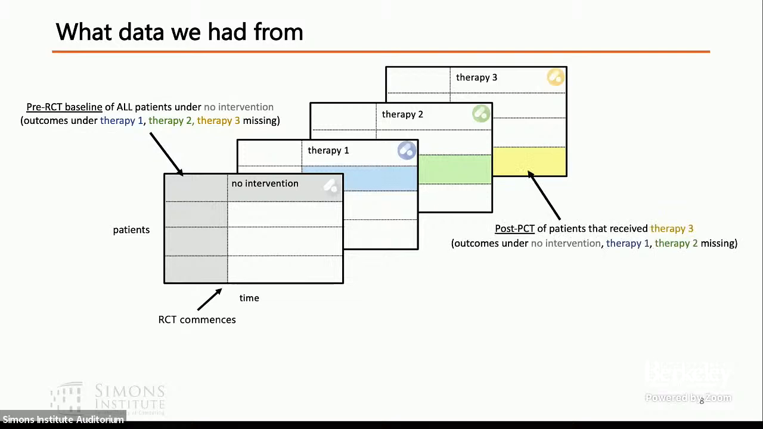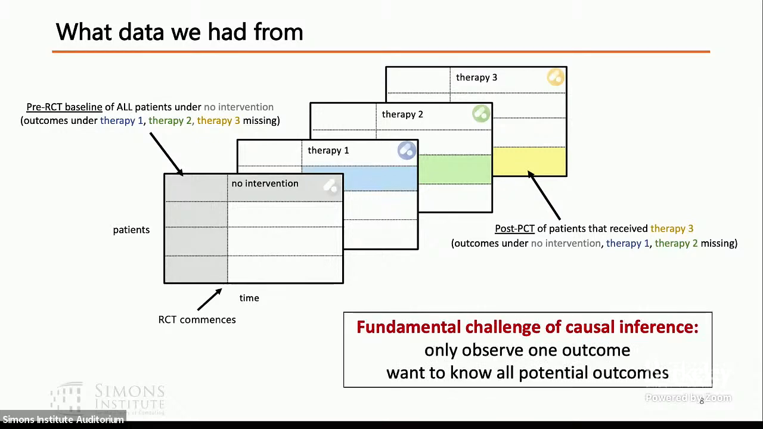And once the RCT began, for example, the patients who got therapy 3, we observe them under therapy 3, but we don't observe them under no intervention, therapy 1 and therapy 2. Right? And this really encodes the fundamental challenge of causal inference, is that you only observe one outcome, but you want to know all potential outcomes.